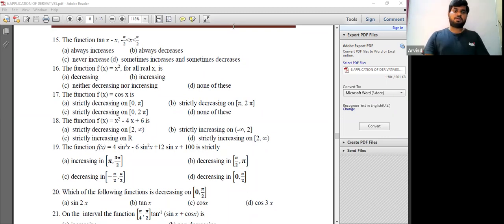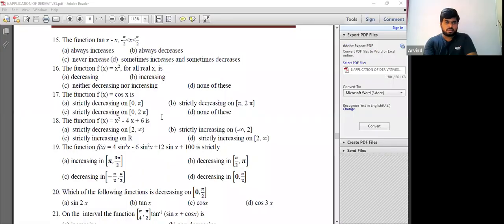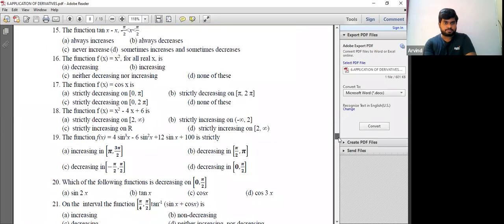ಡಿಫ್ರೆನ್ಶಿಯೇಟ್ ಮಾಡಿ, ಏನ್ ಬಂತು? f of x is equal to x squared. ಡಿಫ್ರೆನ್ಶಿಯೇಟ್ ಮಾಡಿದ್ರೆ 2x. ಈ 2x ಯಾವಾಗ್ಲೂ ಪಾಸಿಟಿವ್ ಇರುತ್ತಾ ಅಥವಾ ಯಾವಾಗ್ಲೂ ನೆಗೆಟಿವ್ ಇರುತ್ತಾ? No, sir. We don't know. Positive values ಕೊಟ್ಟಾಗ ಪಾಸಿಟಿವ್ ಇರುತ್ತೆ, ನೆಗೆಟಿವ್ ವ್ಯಾಲ್ಯೂಸ್ ಕೊಟ್ಟಾಗ ನೆಗೆಟಿವ್ ಇರುತ್ತೆ. We cannot find whether it is increasing or decreasing. Okay, so neither decreasing nor increasing. That will be the answer.